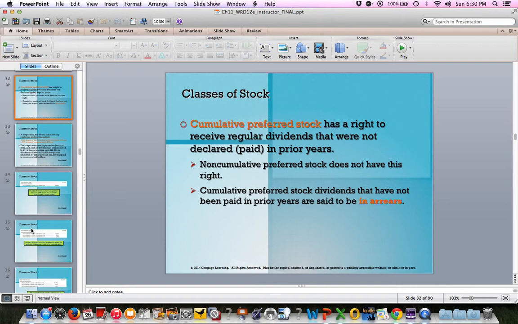You can also own what they call non-cumulative preferred stock, and that does not have that right. So if a company doesn't pay dividends in a year, basically you're just out. Cumulative preferred stock dividends that have not been paid in prior years are said to be in arrears. So dividends in arrears are dividends that were earned by shareholders but not paid. They have to be paid at some point in the future before common shareholders can get dividends.